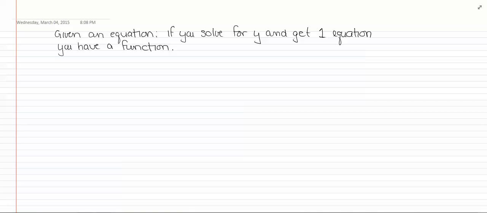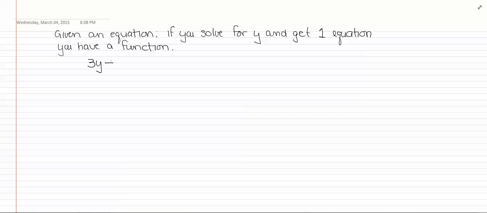So there's another way that you can tell if a graph is a function or not, and that is if you can solve for y and get one equation, you have a function. So oftentimes people think, well, that's always going to be the case, but not necessarily.